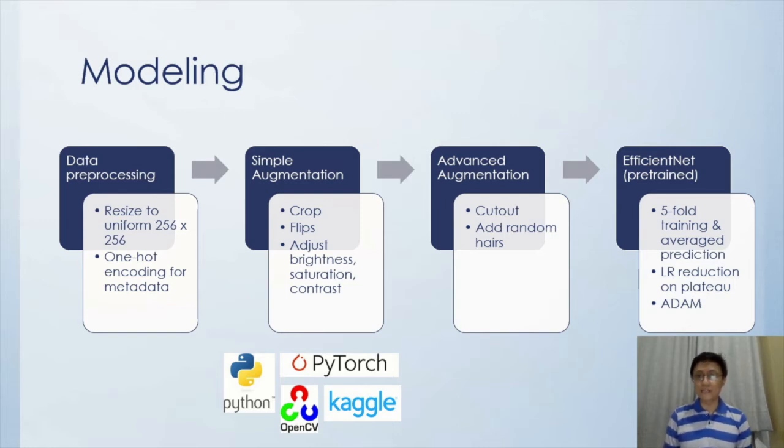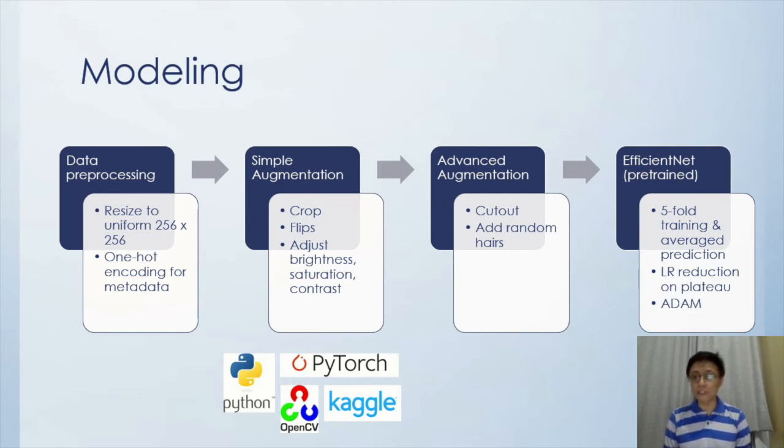We also do advanced augmentation, such as cutout, that is randomly blacking out some parts of the images so that the model isn't biased to the superficial parts or any hyper-specific parts of the image. We also add random hairs because sometimes, and actually most of the time, the images could contain a lot of human hairs, and therefore we want the model to not be biased against those hairs.